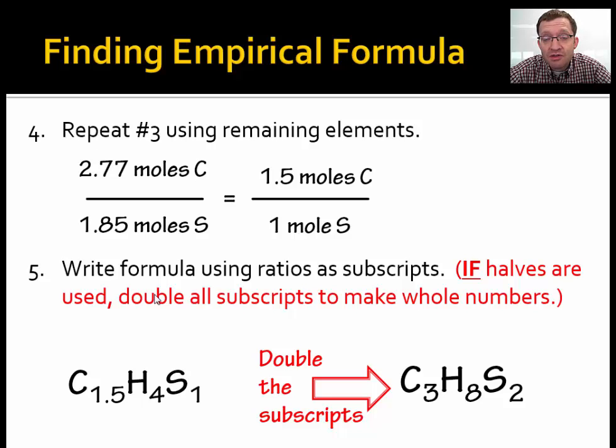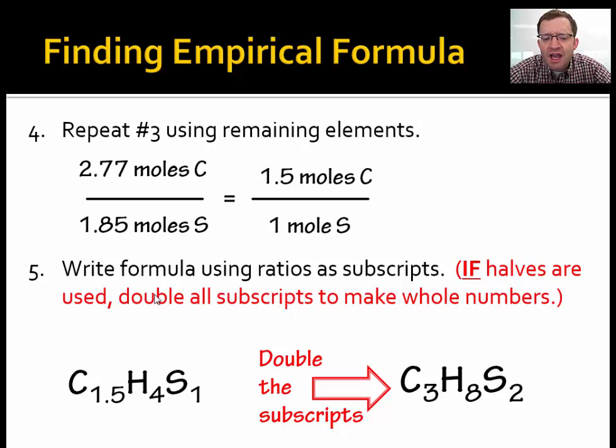Convert your percentages over to grams. Just assume that percentage represents grams for a 100 gram sample. Then convert all those masses in grams over to moles of each element. Then find your mole ratios, starting out with the largest number of moles over the smallest, then the second largest over the smallest, and if you had more, the third largest over the smallest, and so on. And then once you've got all those ratios figured out, turn those into subscripts in a compound formula.